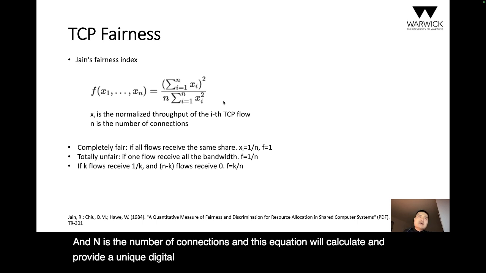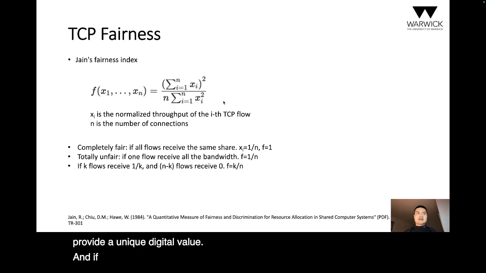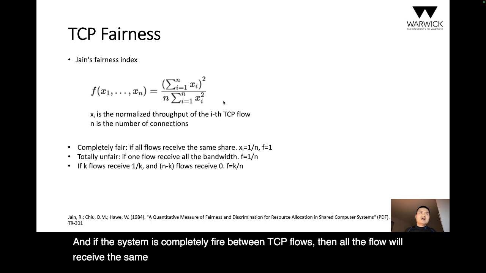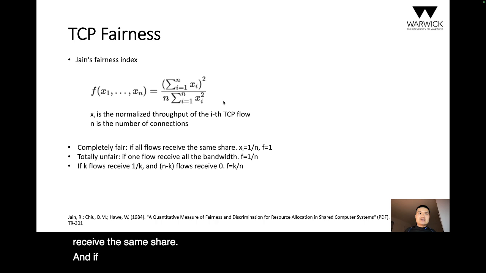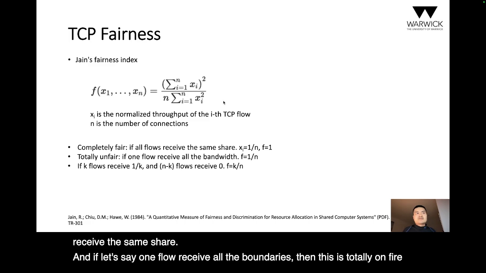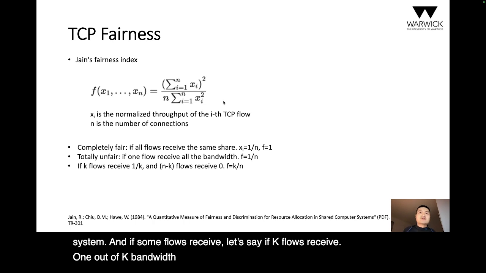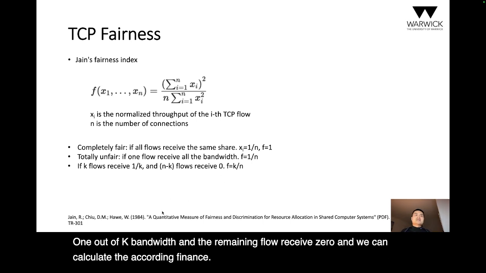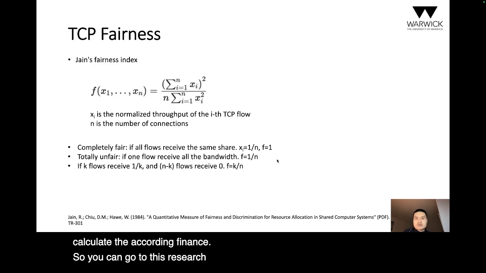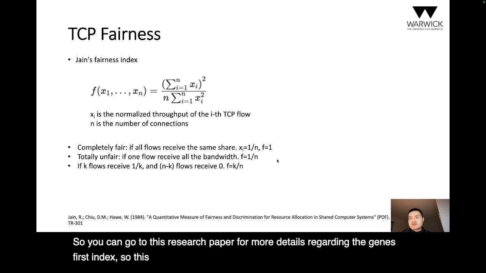If the system is completely fair between TCP flows, then all the flows will receive the same share. And if, let's say, one flow receives all the bandwidth, then this is a totally unfair system. And if k flows each receive 1 out of k of the bandwidth, and the remaining flows receive 0, we can calculate the corresponding fairness. You can go to this research paper for more details regarding Jain's Fairness Index. This is a pretty straightforward equation.